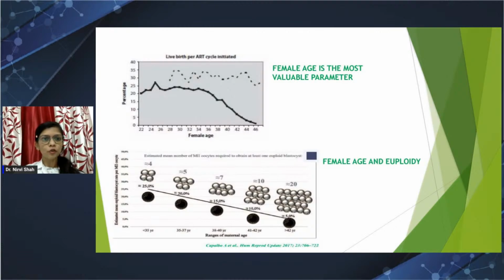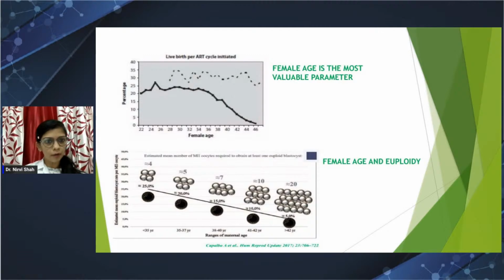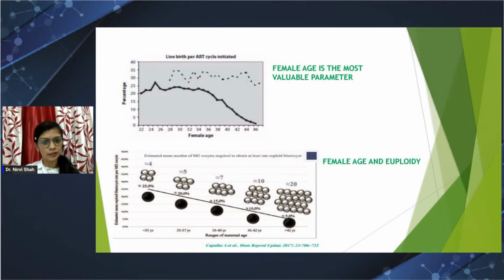Here, if you see, the live birth rate per ART cycle with respect to age goes on decreasing. Also, euploidy, meaning a genetically good embryo, with respect to female age goes on decreasing. Approximately this is the number of oocytes required to get a good euploid, genetically good embryo. So as the age increases, the chances of a euploid embryo go on decreasing.